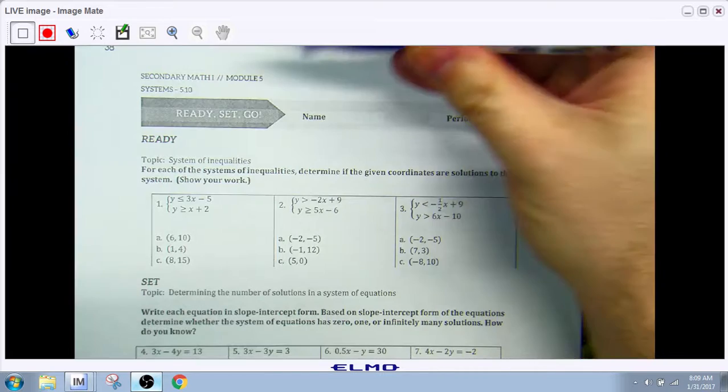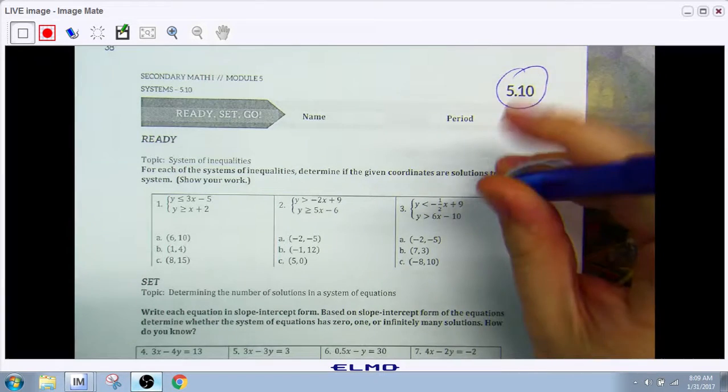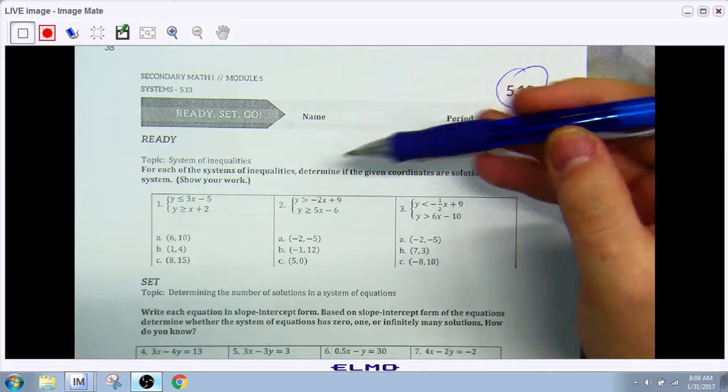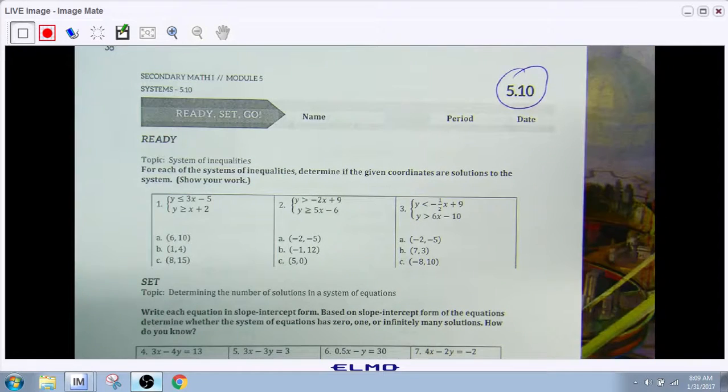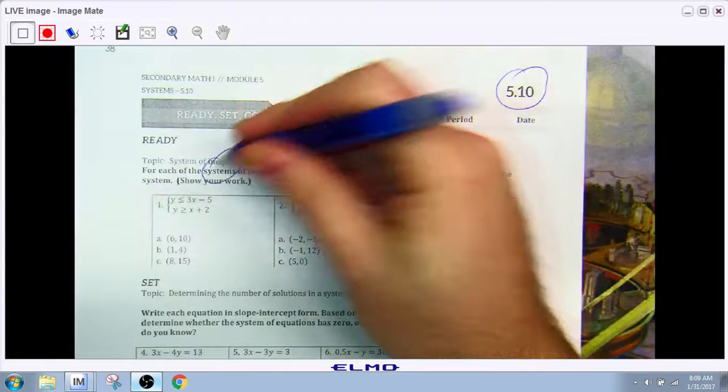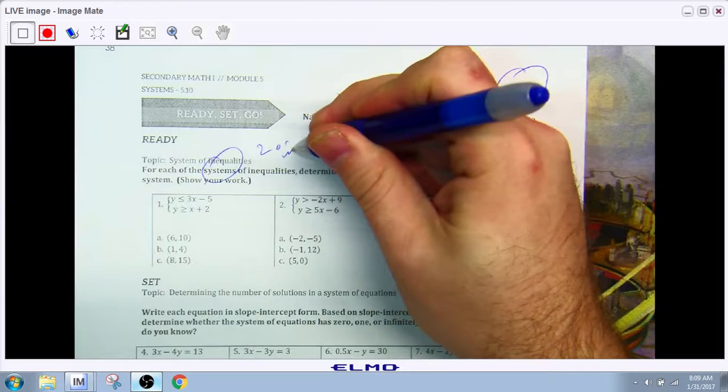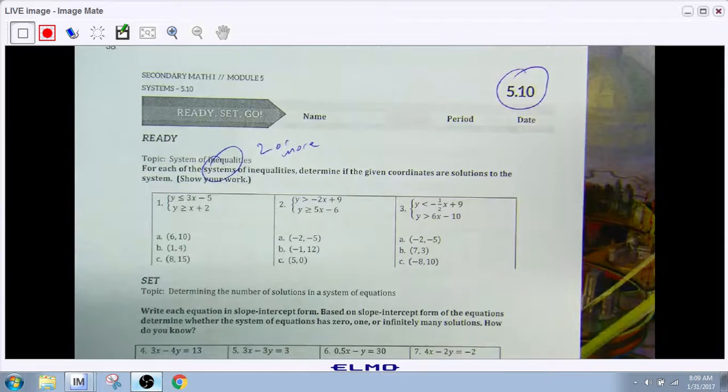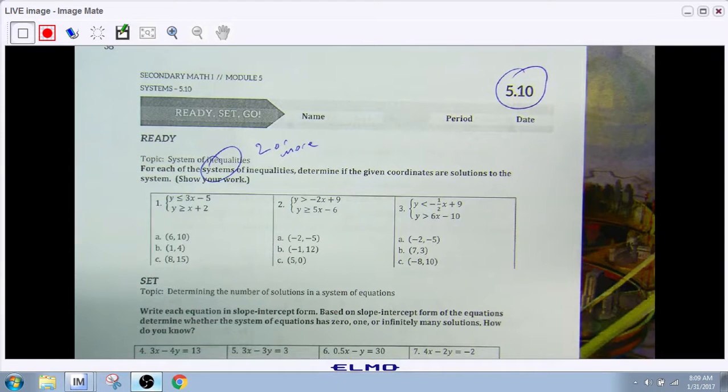The first one is a system of inequalities, and let's just read the directions. For each of the systems of inequalities, so systems, of course, meaning two or more equations, or in this case inequalities, determine if the given coordinates are solutions to the system. And then it wants us to show our work. All right, that's not too bad. So all we really have to do is start looking at this first one here and see if each of those points is a solution.